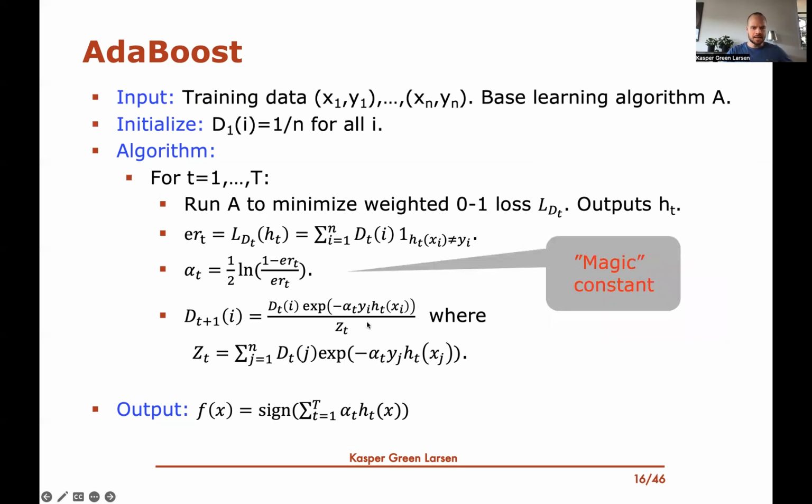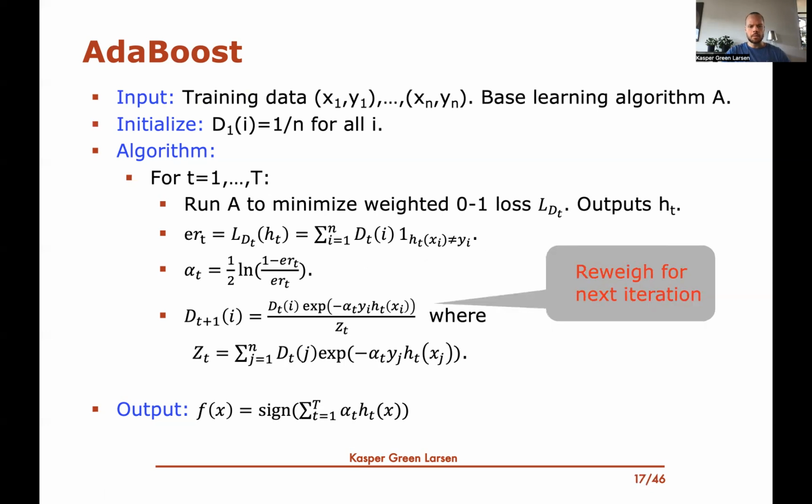And then the next step is that we set these alphas as an expression that depends on this error, right? So alpha_t is a half log of 1 minus the error over the error. At this time, this could seem like a magic constant, but in the next video, we'll go through a more detailed analysis and show that this constant actually makes sense. But for now, it's just a constant that we compute that depends on the quality of this hypothesis h_t, how well it performs with respect to this weighted 0-1 loss.